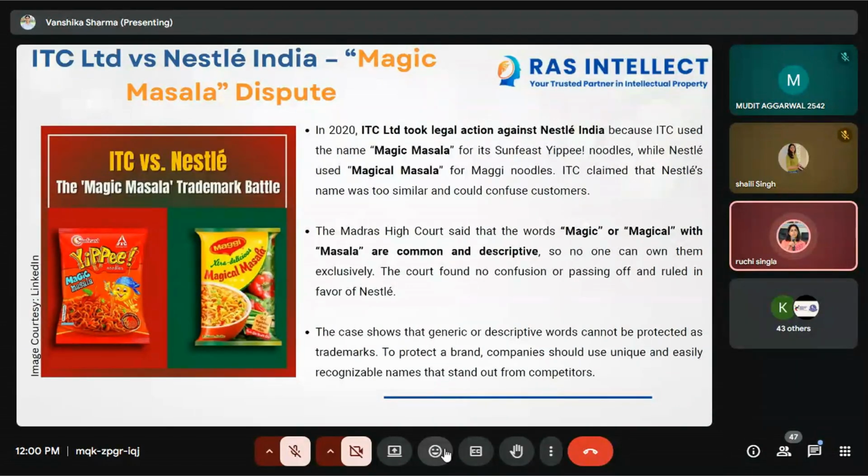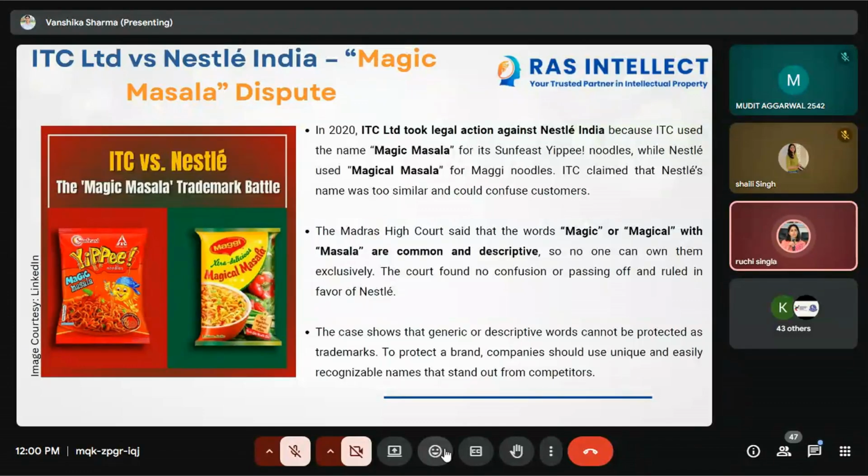Now ITC claimed that Nestle's name was too similar and could confuse customers. The Madras High Court said that the words magic or magical with masala are common and descriptive, so no one can own them exclusively. The court found no confusion or passing off and ruled in favor of Nestle.